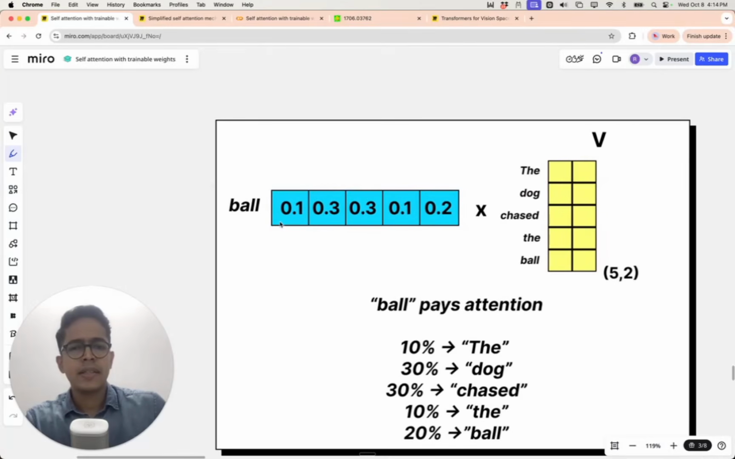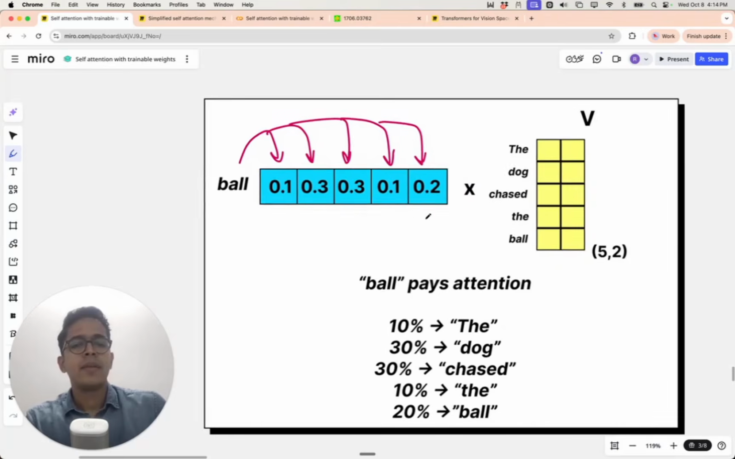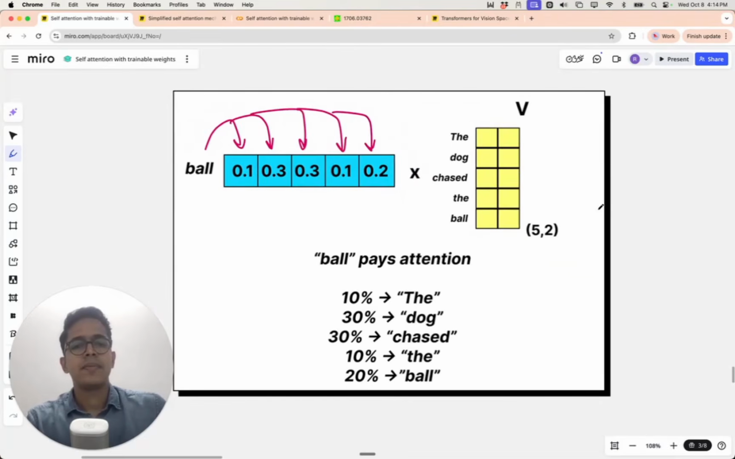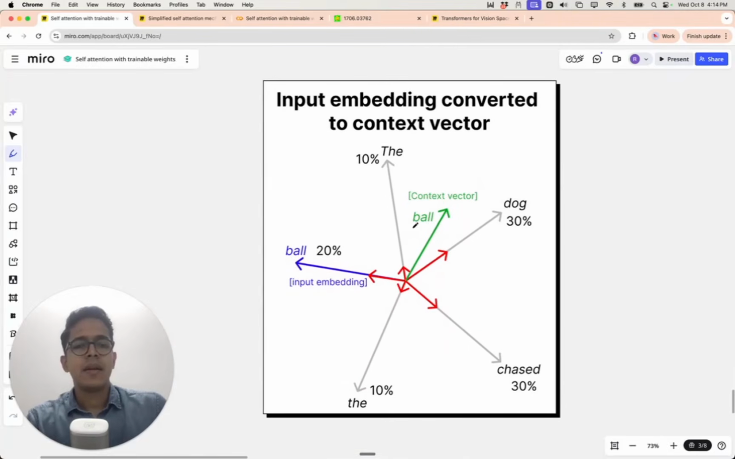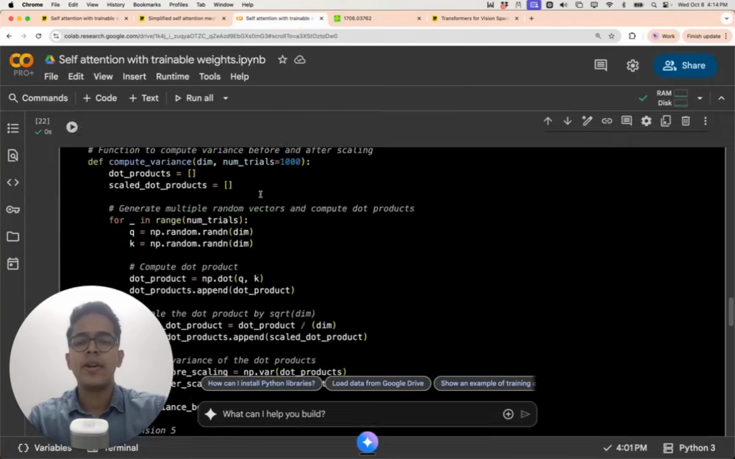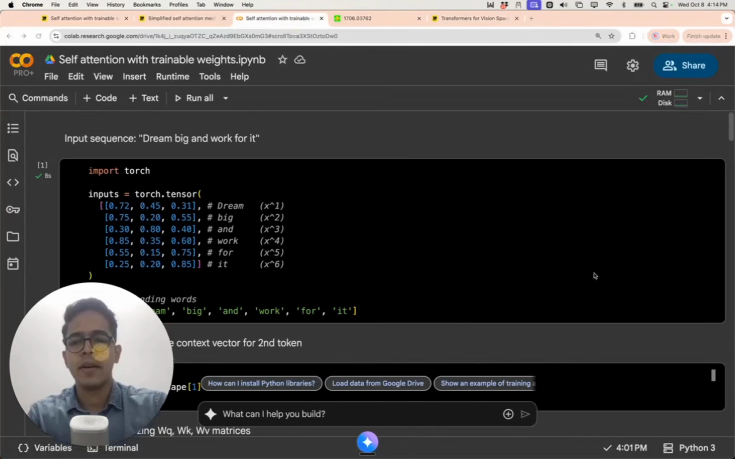if our attention weights are like this, so ball should pay 10% attention to, 30% to dog, 30% to dog chased the ball. Then we multiply that by V to get the final context vector, right? So we will discuss this diagram in a little bit, but let's first go to code and try to implement this whole thing one by one.